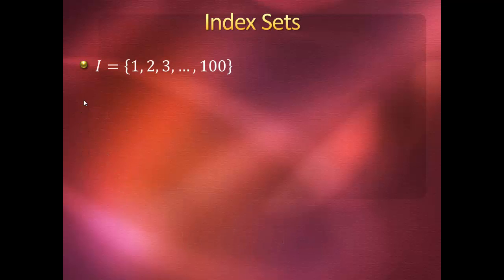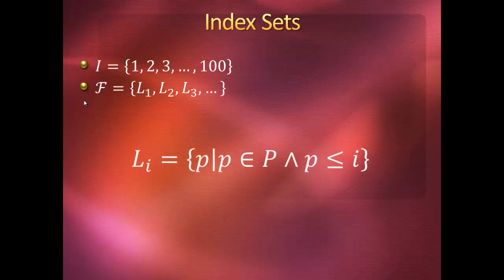We also index entire families of sets this way. Perhaps I have a family of sets all labeled L sub little i, where i is again numbers from 1 to 100, and define each L sub little i as the set of all primes that are less than or equal to little i. So, for example, L sub 10 would be the set 2, 3, 5, 7.